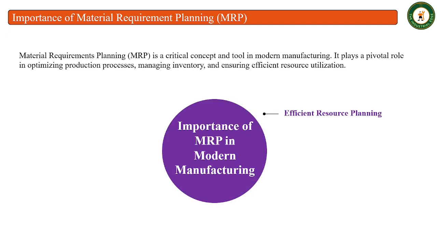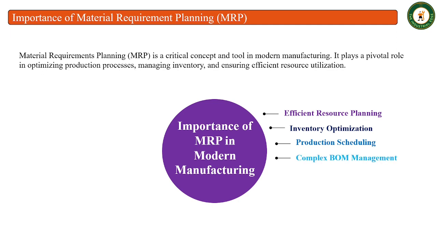First, efficient resource planning. MRP ensures optimal allocation of material, labor, and equipment, minimizing wastage and enhancing resource utilization. Second, inventory optimization. It prevents overstocking or stockout by calculating precise material requirements, reducing carrying cost and production interruptions. Next importance, production scheduling. MRP helps create realistic and achievable production schedules, improving on-time delivery and customer satisfaction.